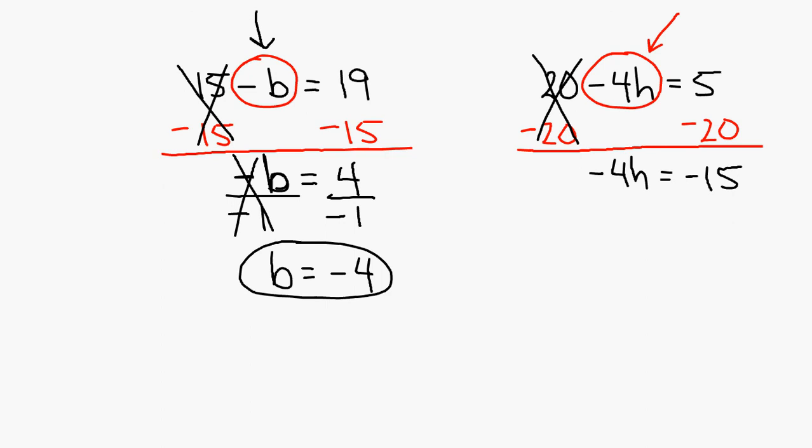Now, just like the problem before where it had a negative in front of the b, this time you have a negative 4 in front of the h, you're going to divide both sides by negative 4. These 4's will cancel out. And in this case, h is going to be equal to, you've got a negative divided by a negative, which is a positive. And 15 divided by 4 is probably 3.75.